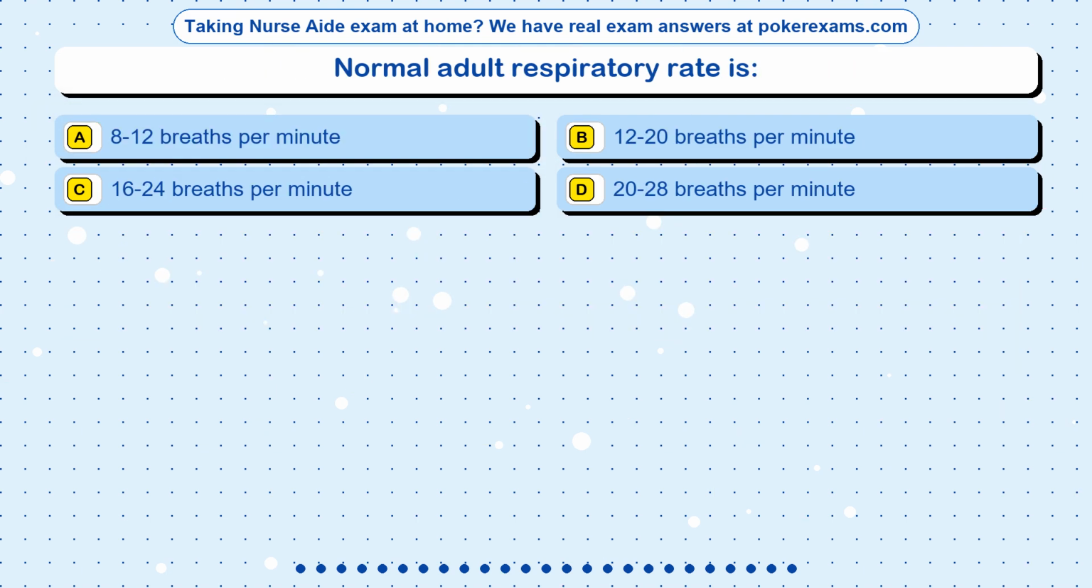Question 4. Normal adult respiratory rate is: Option A. 8 to 12 breaths per minute. Option B. 12 to 20 breaths per minute. Option C. 16 to 24 breaths per minute. Option D. 20 to 28 breaths per minute.